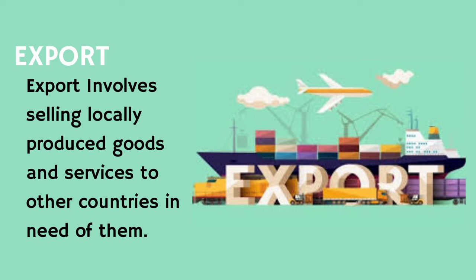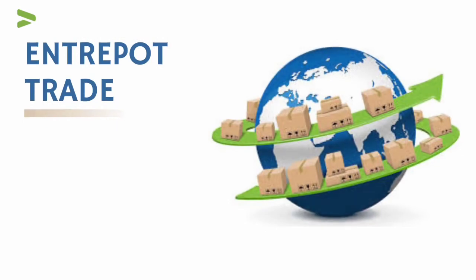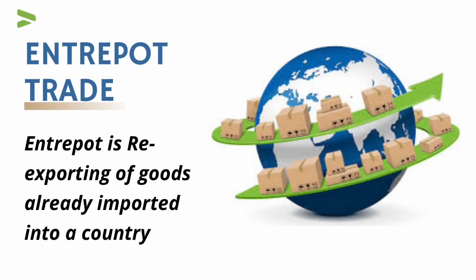So, for example, Nigeria derives most of our foreign exchange revenues from exports of crude oil and some farm produce such as cocoa, cotton, and groundnuts. So we produce those things in Nigeria and we send them to other countries. We sell to other countries. That is exports.